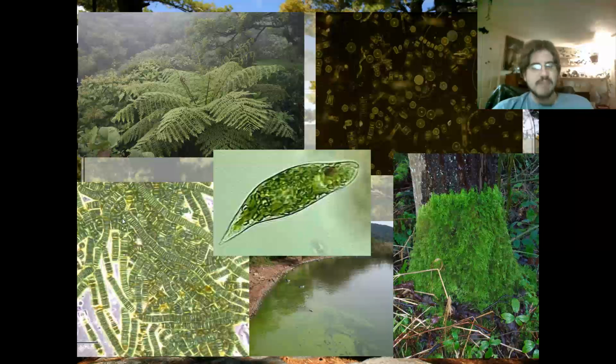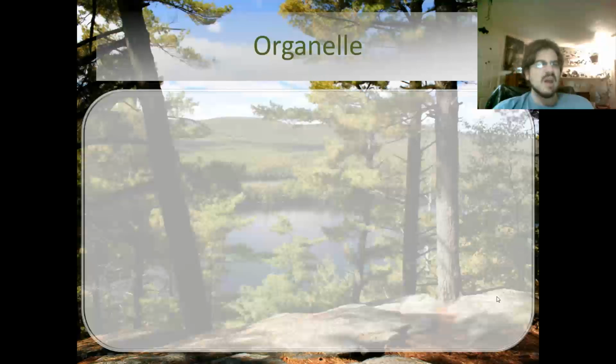And here it is microscopically. And you can see it's got these very compressed cells. And blue-green algae lives in these large chains of cells. So, kind of neat. Okay, so let's talk about the organelle in which photosynthesis takes place.